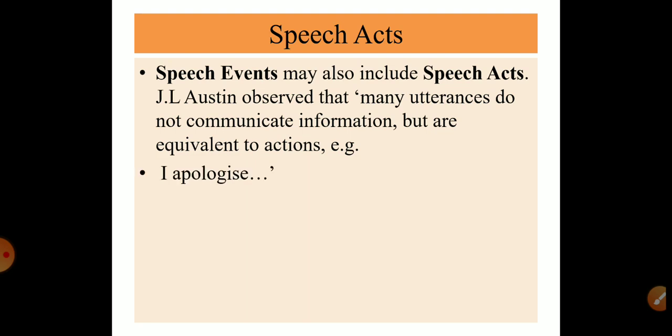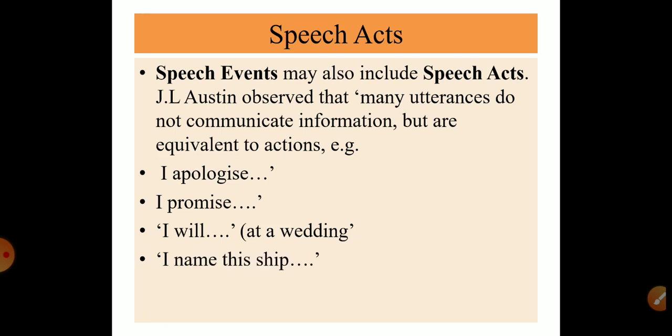For example, when I say I apologize, I promise, I will, at a wedding, in Christian weddings you have to say I will accept him as my husband, or I will accept her as my wife. So it is a kind of promise. I name this ship Elizabeth, or I name this ship Queen Victoria. As soon as you say this sentence, the ceremony is done. The name giving ceremony of the ship is done. Or when you say I apologize for my mistake, the action is actually performed.